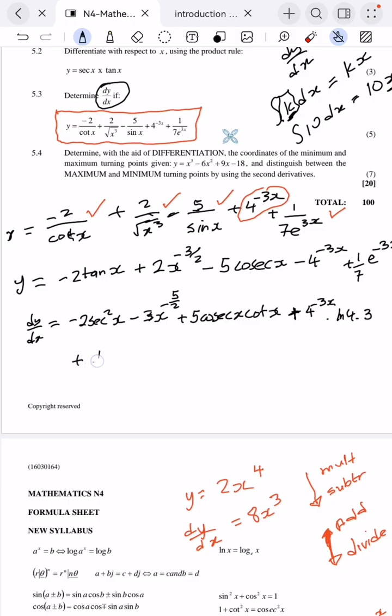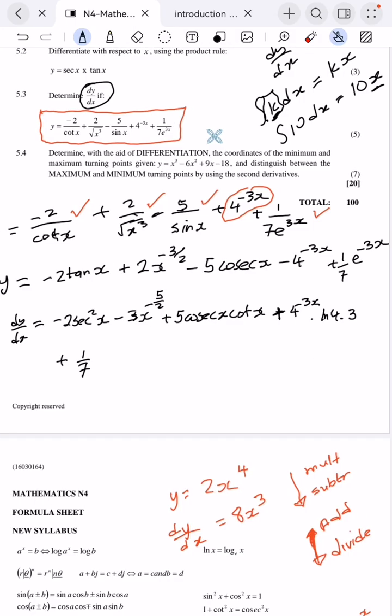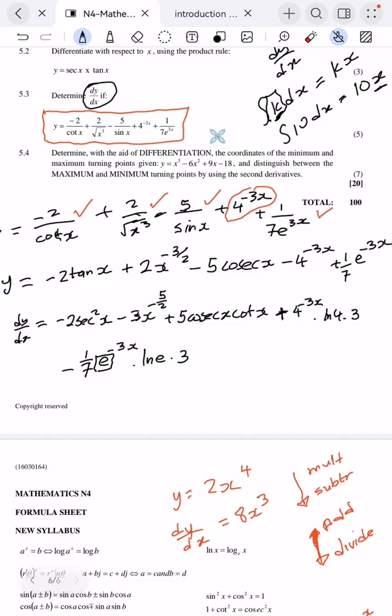1 over 7 e exponent negative 3x, guys. This is still an exponent. The only difference is, okay, how do we differentiate the exponent? First, we write it as it is. Number 2, ln of the base. The base is the one which has the exponent, right? Times what? Negative 3. So I usually don't show the negative 3 there. I just show 3. Then change this sign and put it as negative. So guys, okay, we are done.